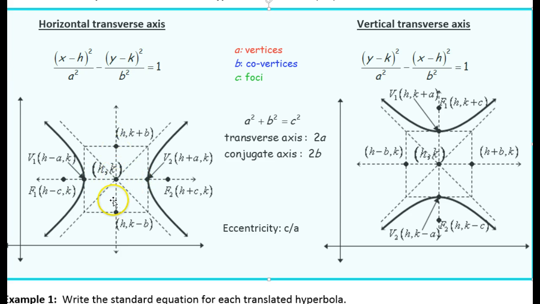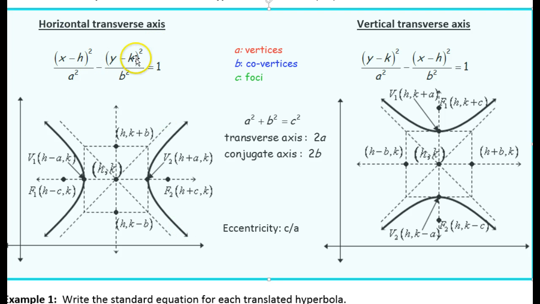There are co-vertices which are not on the hyperbola, which we'll talk about later. A hyperbola has asymptotes, where the branches are approaching those asymptotes on either end. Each branch has a focus in the interior, a single point that the branch is sort of wrapped around.